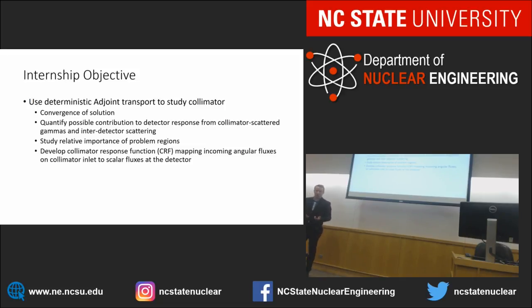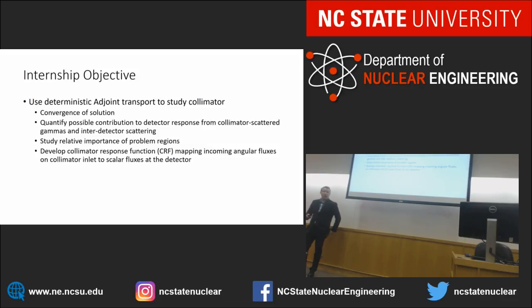And so what we're going to look at is effectively adjoint transport. You can interpret it as two different things. You can interpret it as a response function or an importance function, and the two are going to be kind of interlinked. So the response function is the ultimate goal. You want something that just mathematically maps what's coming into the collimator just instantly to what's going into the detector.